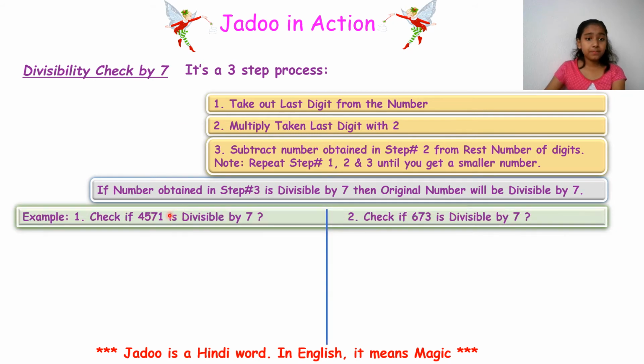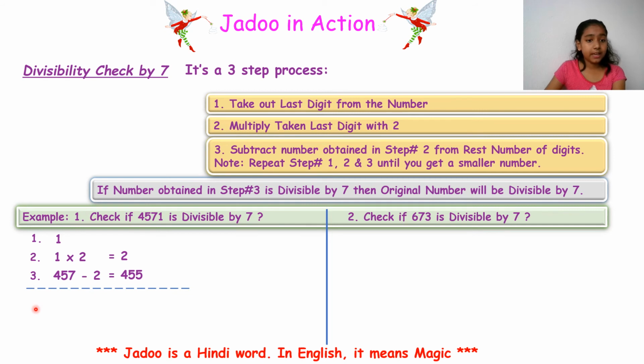For example, let's check if this number is divisible by 7 or not. First, we need to take out the last digit from the number, so first, 1. Second, multiply the last digit by 2, so 1 times 2, which is 2. Third, subtract that number from the rest of the number, 457. So 457 minus 2 is equal to 455. It's still a big number, so we have to continue the steps.